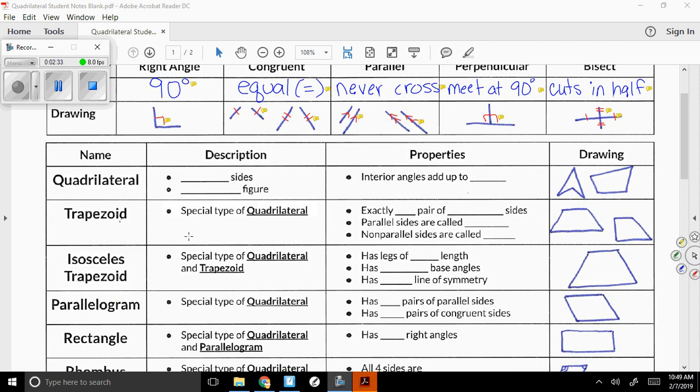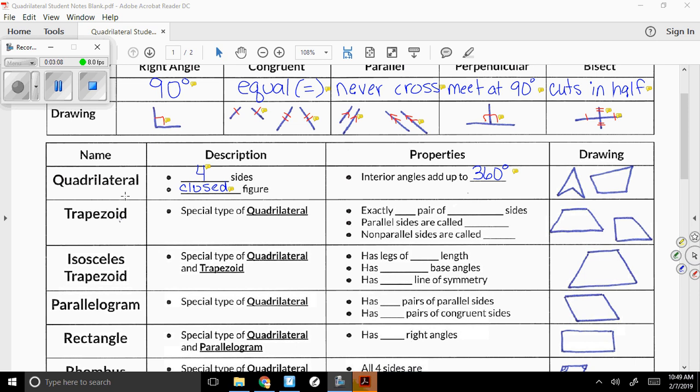All right, let's talk about our first quadrilateral, and that is just a plain old quadrilateral. So when I say that a shape is a quadrilateral, that means it has four sides and that it is a closed figure. So when I say closed, that means that it can't be open. It has to be a complete closed shape. One property of a quadrilateral is that interior angles add up to 360 degrees. And that's just a property that you need to memorize. Quadrilaterals have all those angles on the inside add up to 360.